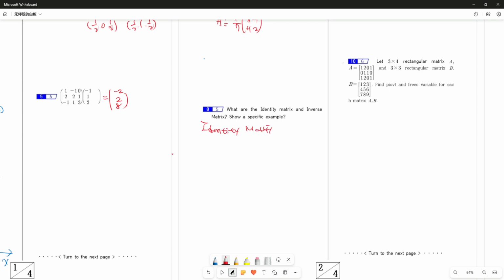Identity matrix. Suppose matrices A and B exist, then A product B equals A, so the result is the same as the previous matrix. Then B is the identity matrix.